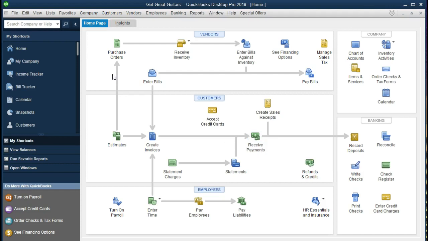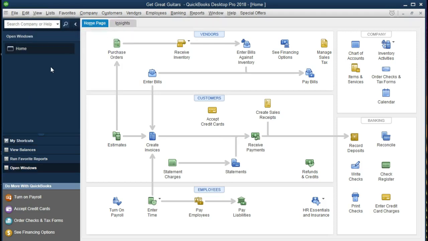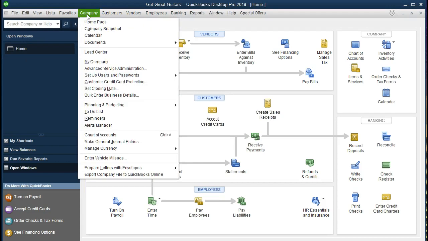I'm also going to have the open windows open over here, so I'm going to go to the View tab and select Open Windows so we can toggle back and forth through the open windows, the only open window at this time being the home page. If you don't have the home page open, that's going to be under Company and Home Page.